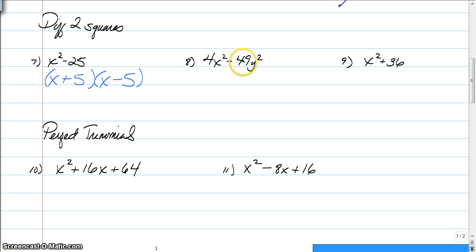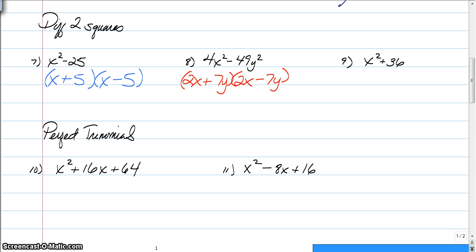I like the fact that these are just perfect squares. You can just go like this. The perfect square 4 is going to become 2 and 2. x squared is going to become x and x. You get one plus, one minus. Square root of 49 is 7. Square root of y squared is y. So you got that, and you're done. All right? So think about number 9 really quick.